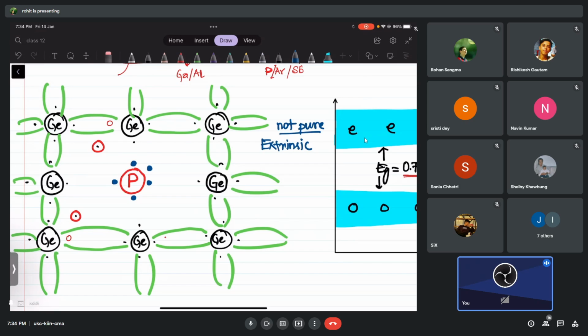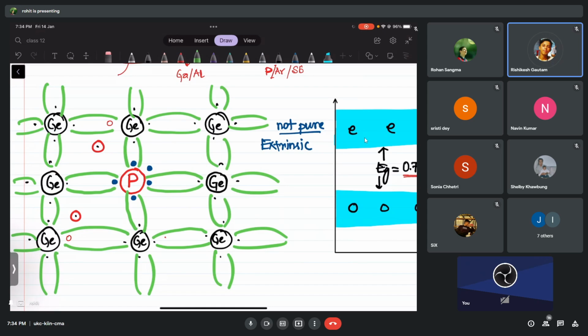Now you think and tell me, this phosphorus will go and sit in one of the germanium's places. And now it will form bonds with germanium. It's going to form a bond here, here, and here. Do you agree this phosphorus can form at most how many bonds? 4, because earlier germanium was forming 4 bonds on average. Phosphorus cannot form 5 bonds, no chance at all. If it makes more than that, it will violate the octet rule, which it needs for stability.